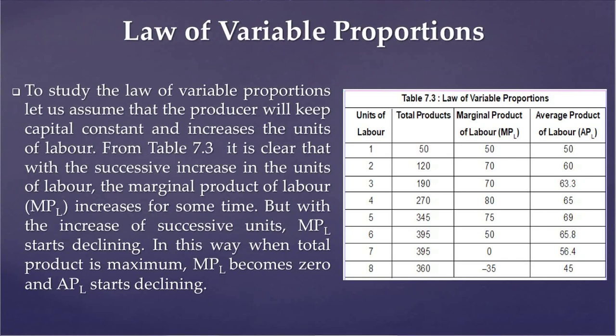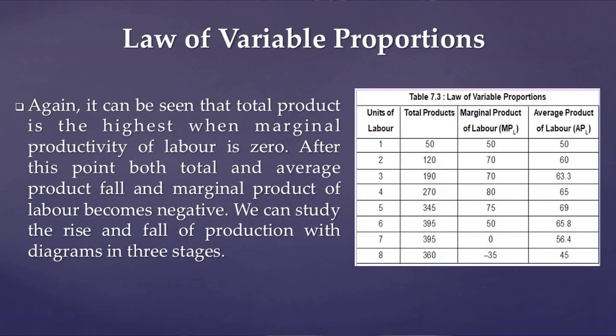In this way, when total product is maximum, MPL becomes zero, and average productivity of labor, APL, starts declining. Again, it can be seen from table 7.3 that total product is the highest when marginal productivity of labor, MPL, is zero. You can see it's in stage 7. That means when we are employing 7 units of labor in our example, then the total product is 395, which is highest, but the marginal product of labor is zero.